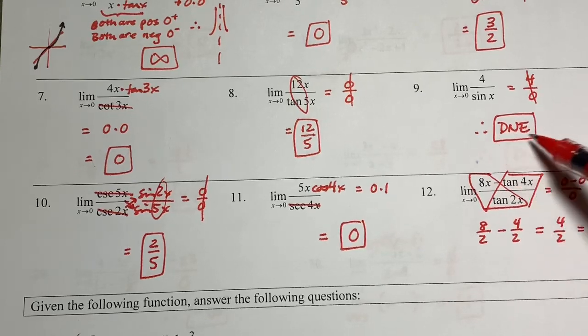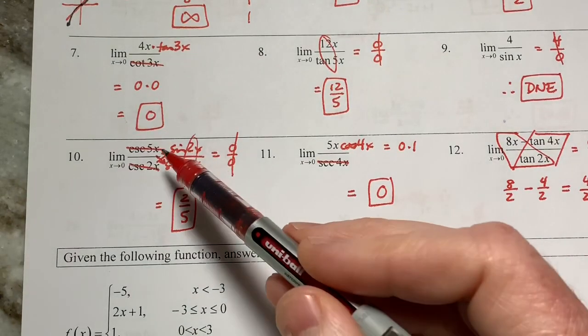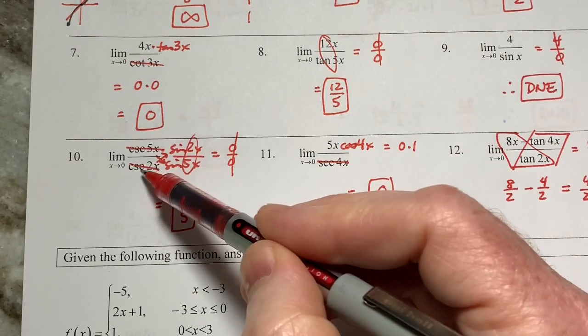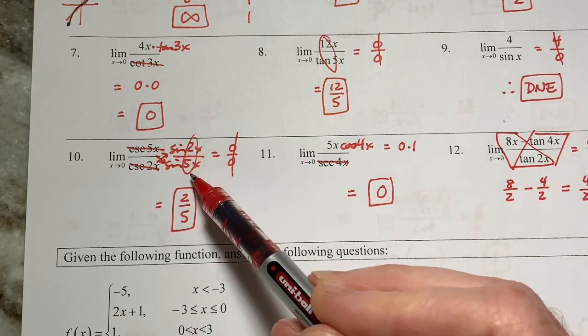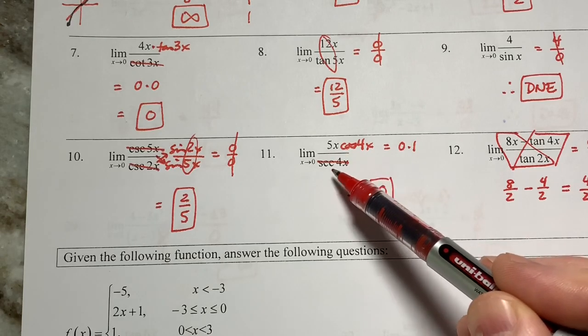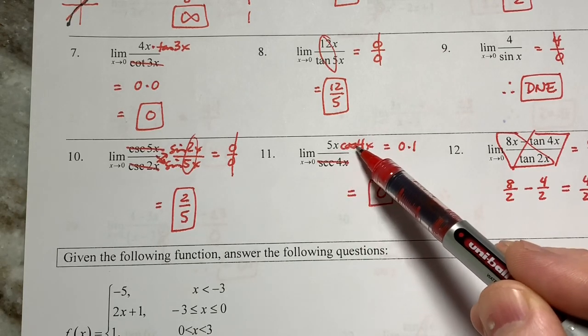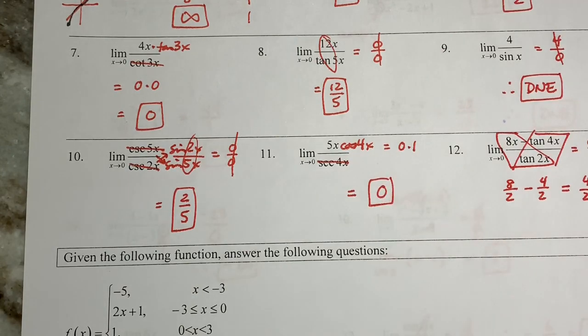All right. Looking at number 10, I can't deal with these cosecants, so I'm going to take the 5x as part of the cosecant, as is the 2x. So that comes down, that goes up, and I redo the limit. That's a rule, and I get 0 over 0, 2/5. Here, can't deal with the secant, move it up, plug a 0 in, 0 times cosine of 0. So cosine of 0 is 1. So 0 times 1 is 0.